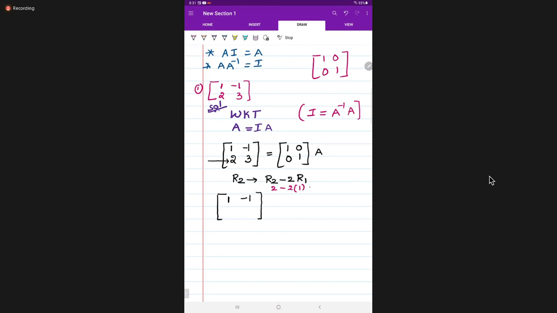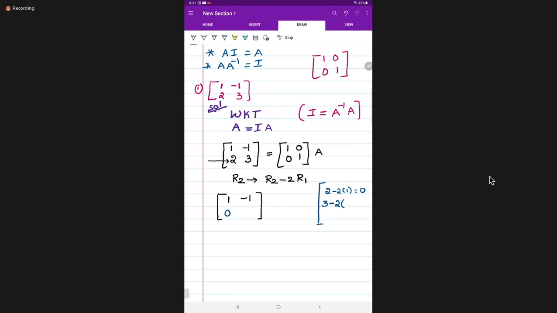2 minus 2, what do you get here? 0, right? Students understood what I'm telling here? Yes, ma'am. I'm writing here, students, first step. So 2 minus 2 into 1 is equal to 0. That 0 value is written here. Next, in the second row, not only 2 but one more element is also there. What is that element? 3. So 3 minus 2 into the upper element, minus 1.